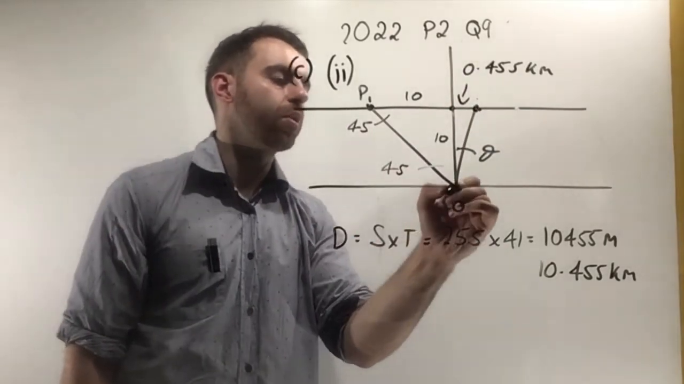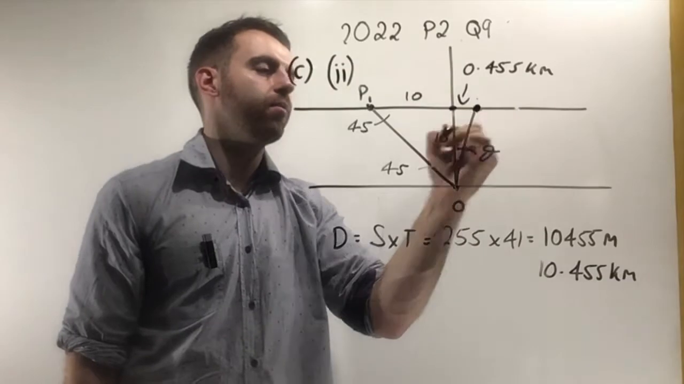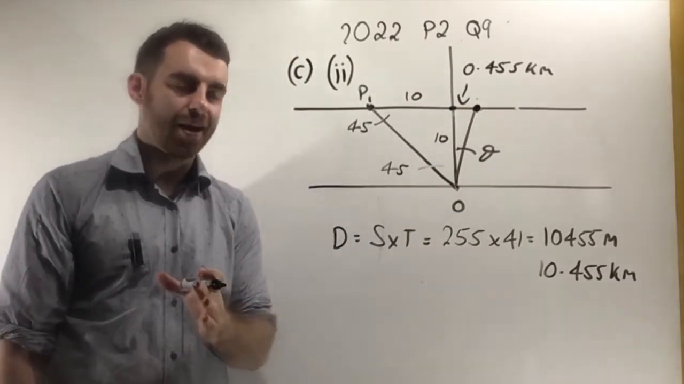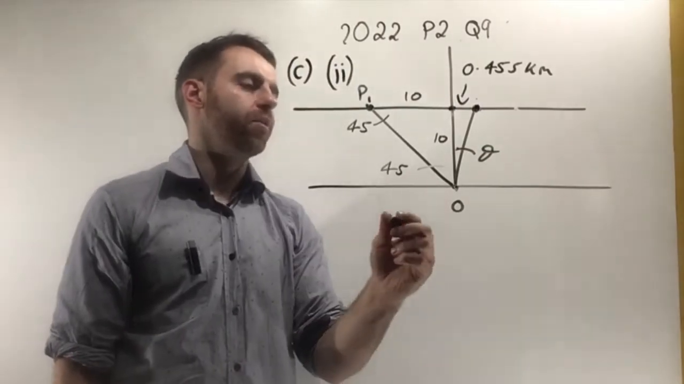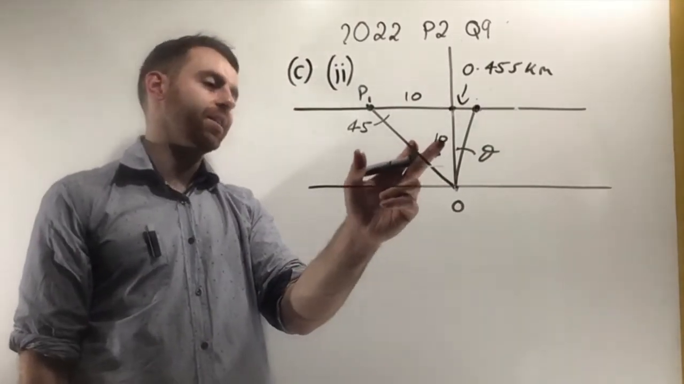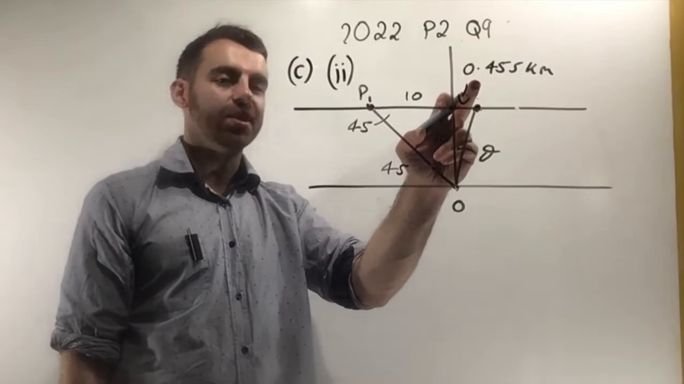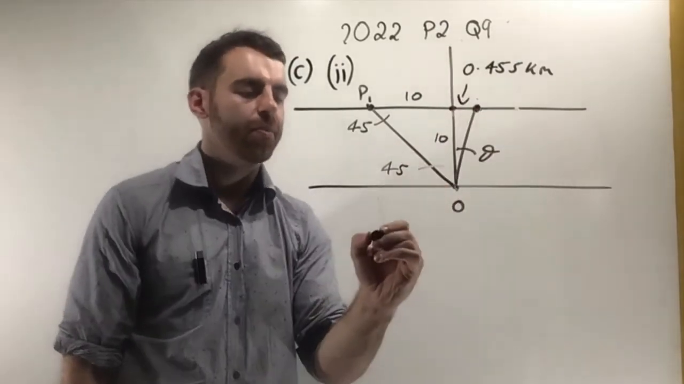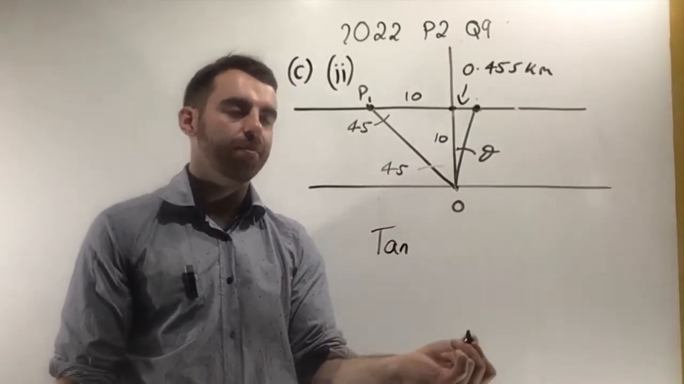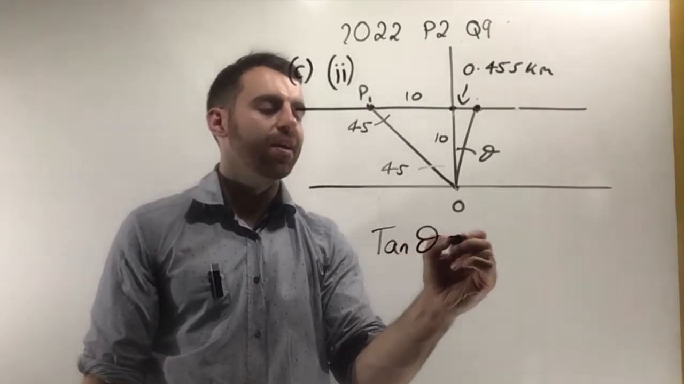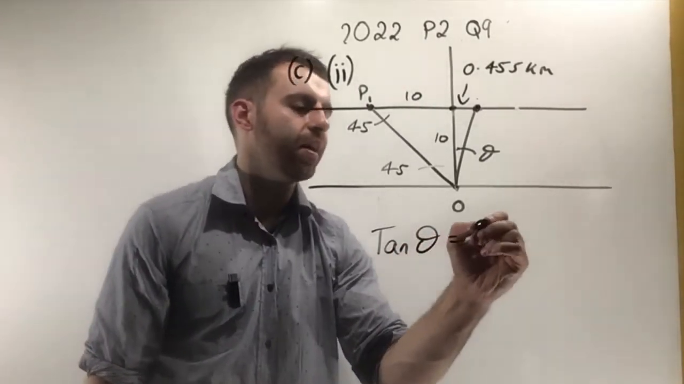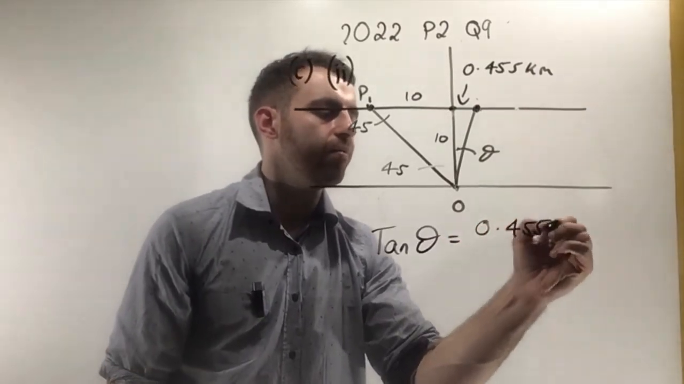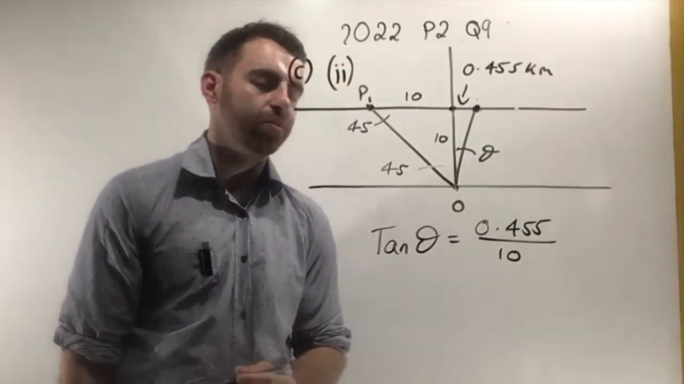But now if you look at this triangle, we now have enough information to get theta, because I know two sides in the triangle. Look at your angle theta. I know that the adjacent is 10 and that the opposite is 0.455. If you're dealing with the adjacent and the opposite, you're dealing with tan. The tan of an angle is opposite over adjacent. So I can say that tan theta is 0.455 divided by the adjacent, which is 10.